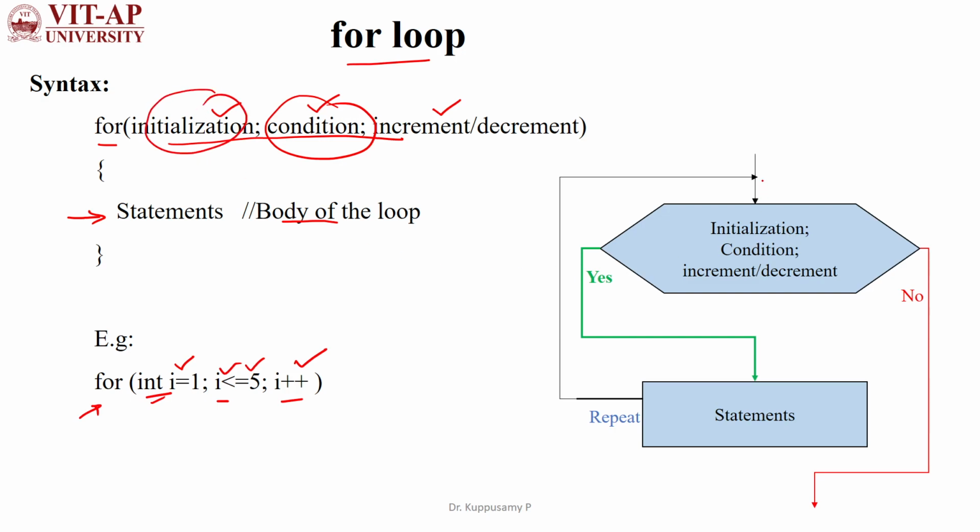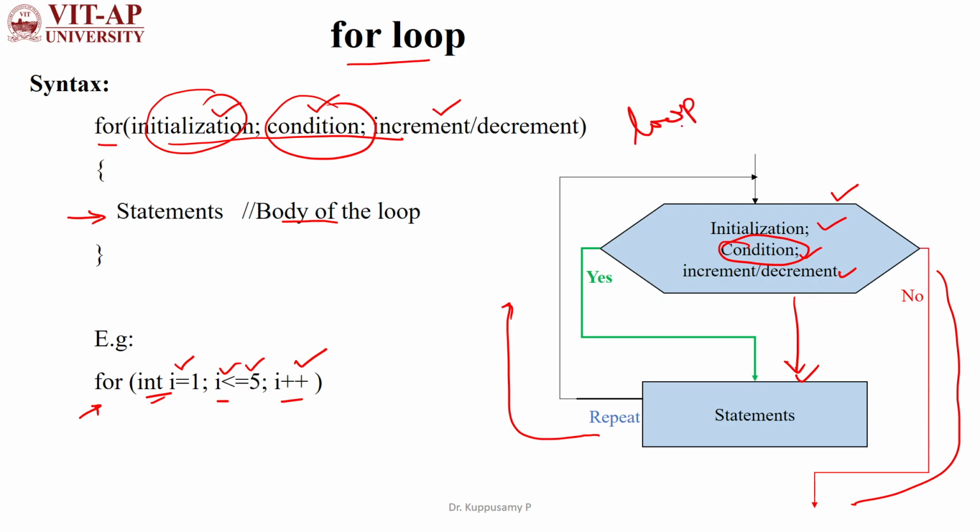So based upon this, here we can draw the flow chart. This is the hexagon symbol: initialization, condition checking and increment. If it is true, the statements will execute. If it is false, it will come out of the for loop. Here the for loop keeps on incrementing one by one or decrementing. So whenever the condition is true, it will repeat many times. That's why it is called looping statements, or repetitive statements, or iterative statements.